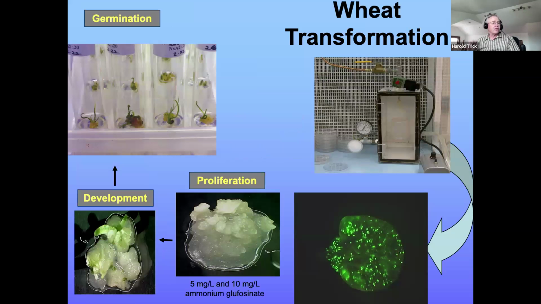For the transformation process, we use the gene gun. So this is our homemade version of the gene gun. It's a particle inflow gun.